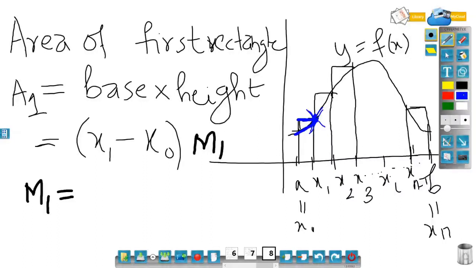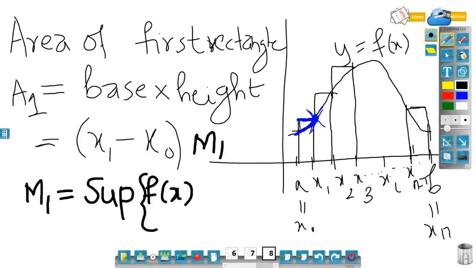But I won't be using maximum, I will be using a nice mathematical word called a supremum. It is a supremum of the function f(x) such that x belongs to x0 comma x1, right?